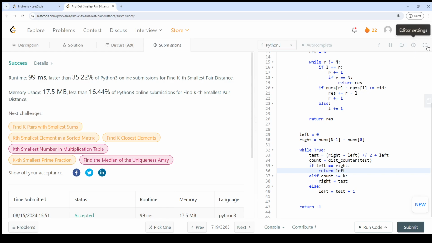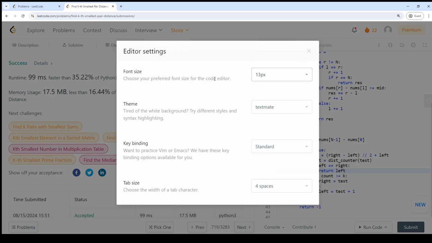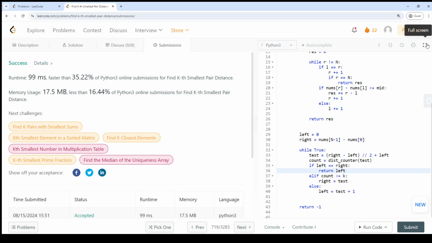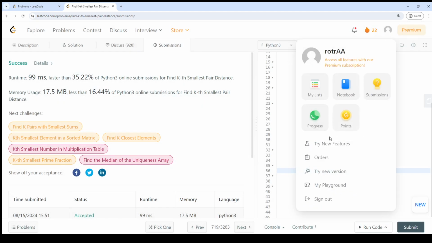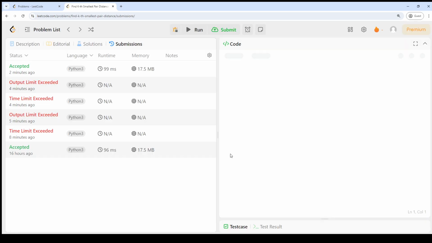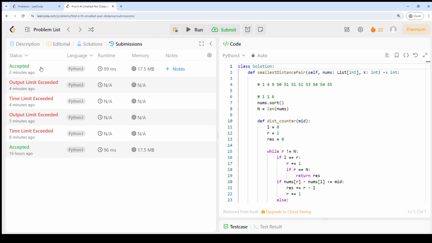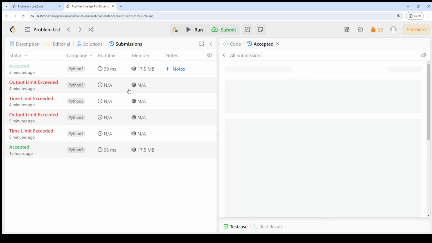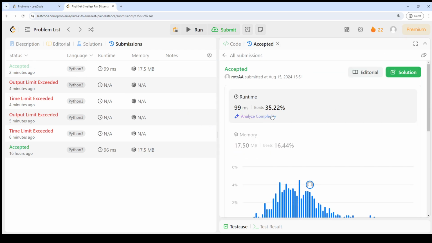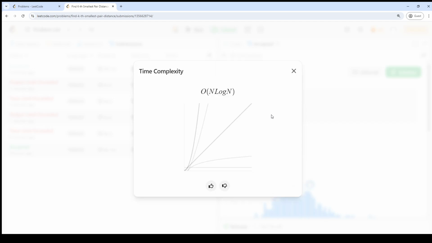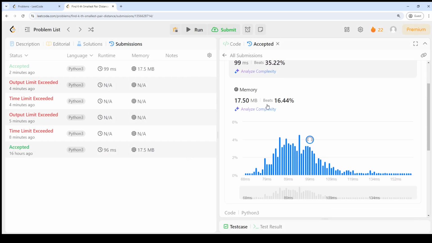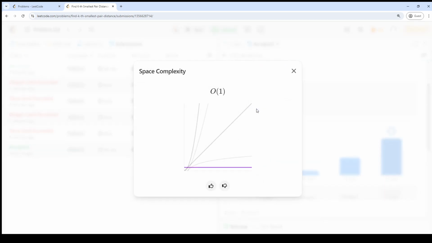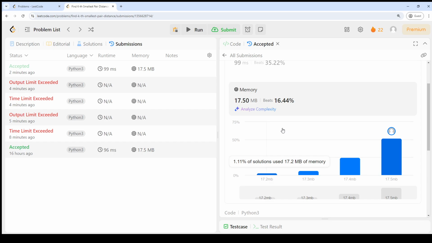Maybe I can analyze complexity, so font size. Let's do it like this. Try new version. Yeah, it's O of n again. For the space, I think it's O of 1. Yeah. Okay, I'm right about this one.